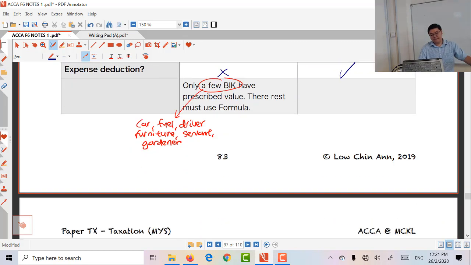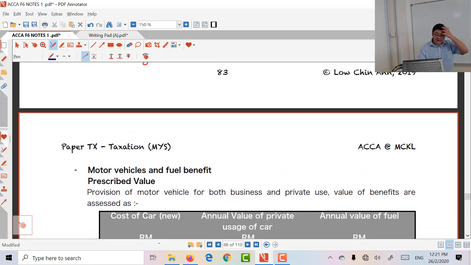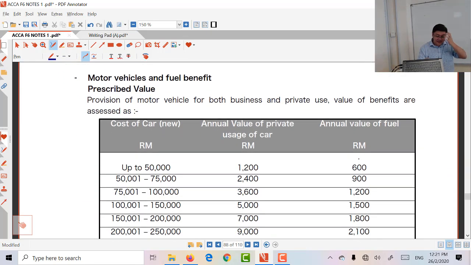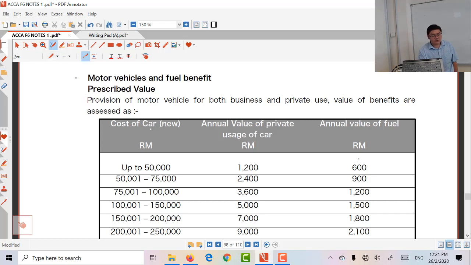Now, let's start with the first one. Can I first discuss with you the BIK table for motor vehicle? Because that's the only one that we need to read through in detail. For a motor vehicle, if your boss gives you a vehicle, take note: the first thing is you must ask yourself, what is the cost of the car?